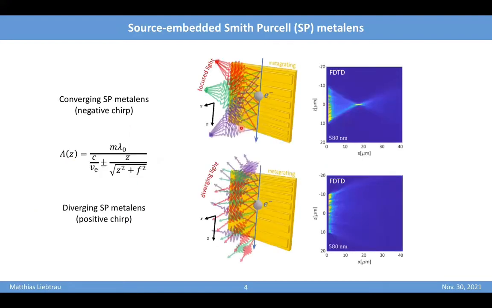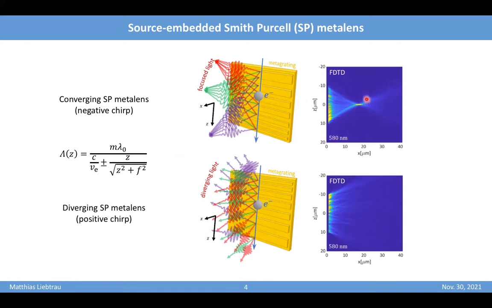So we have studied this now theoretically using a numerical finite difference in the time domain simulation. After plugging in our expression for the spherical wavefronts, we obtain our design recipe for the corresponding grating period, where the plus and minus signs give us a negative chirp along the electron trajectory and a positive chirp respectively.